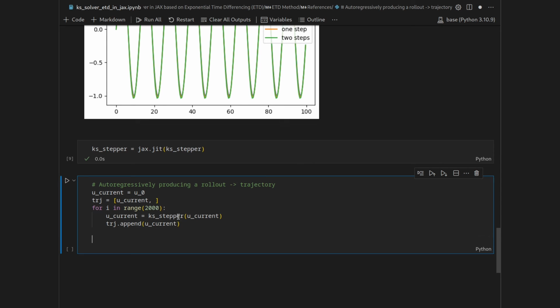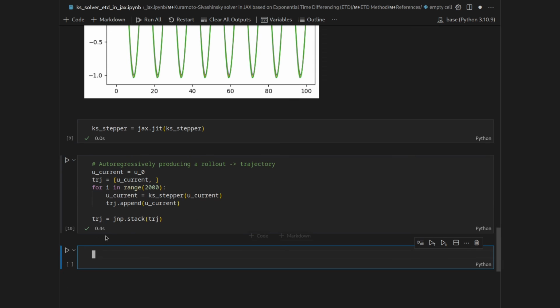And ultimately, now we have a list of JAX arrays, so we can now stack them together to get a matrix, and this will be trajectory being jnp.stack on the trajectory. So now this runs, and that's also reasonably fast, 0.4 seconds for producing 2000 frames.